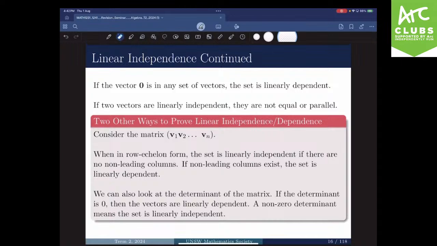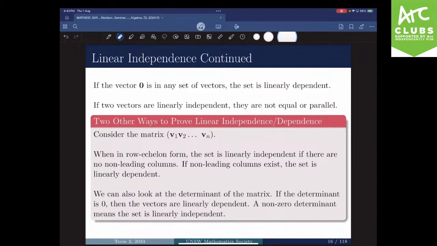And I think what's the most useful thing here is that for linear independence and linear dependence, when we consider the matrix with column vectors v1, v2, ..., vn and put it in row echelon form, the set is linearly independent if there are no non-leading columns. And if non-leading columns exist, then the set is linearly dependent.